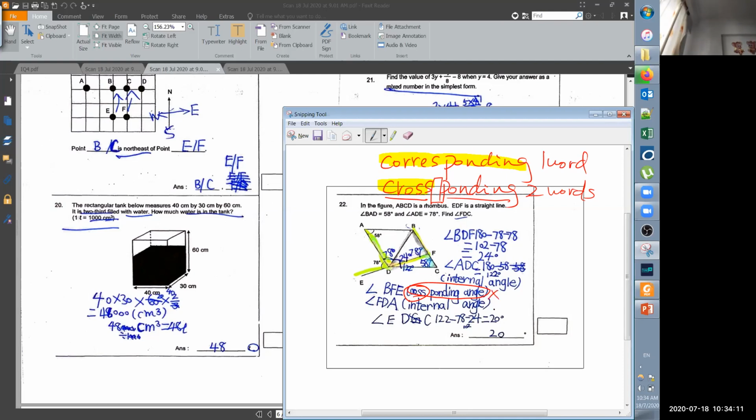Okay, you can actually also use this short form, CORR dot angle, short form. So internal angle is INT dot angle, and then for the Z is alternate, ALT dot angle. You can actually use short form. Isos triangle is isos dot triangle. It means isosceles. You don't have to spell them all out if you are not confident. 如果你没有自信把它们拼对的话，你可以用 short form. Alright? Okay, next.